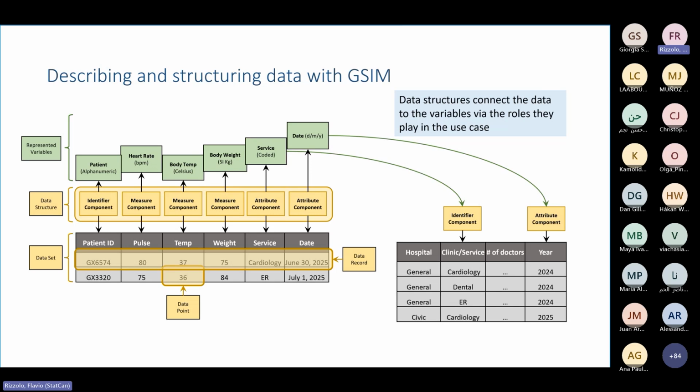Date, in contrast, plays the same role of attribute component in both, with the only difference that in one case we show the detailed date and the other one just the year. But it's the same variable and the same type of component.